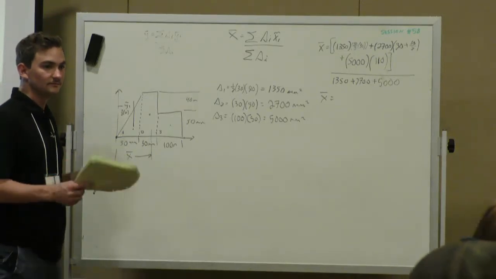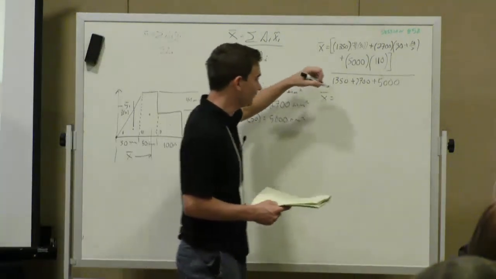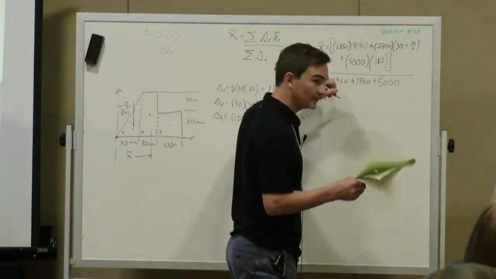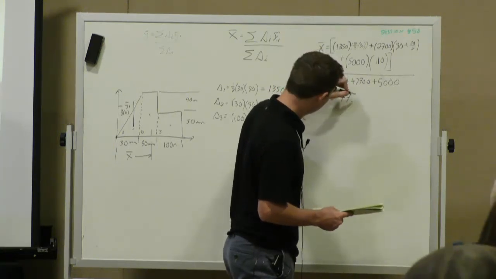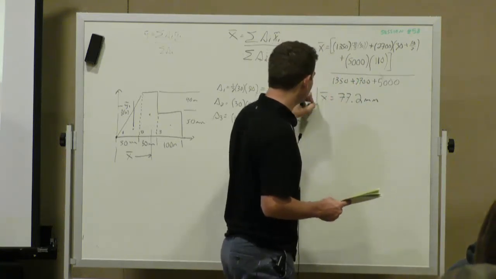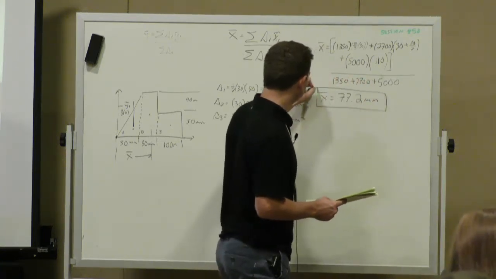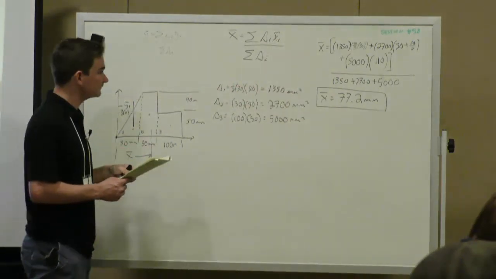It comes out to 77.18. Someone want to confirm that number? Comes out that way? Yeah. Round it to 72.2, and it's in millimeters. So does everyone see how to do it for composites? So we'll move on to the y now.